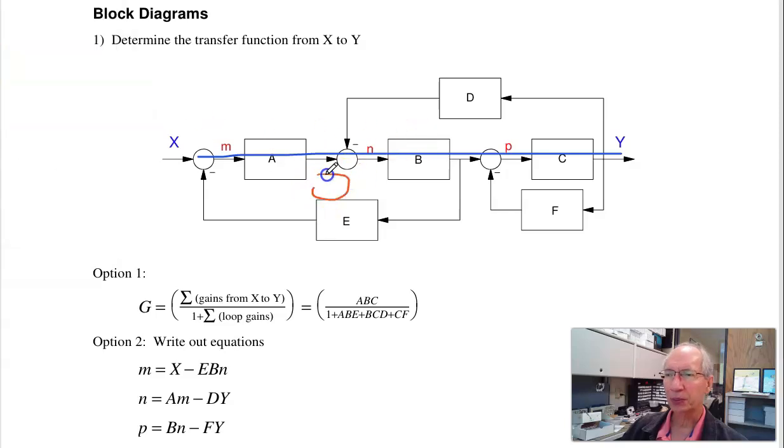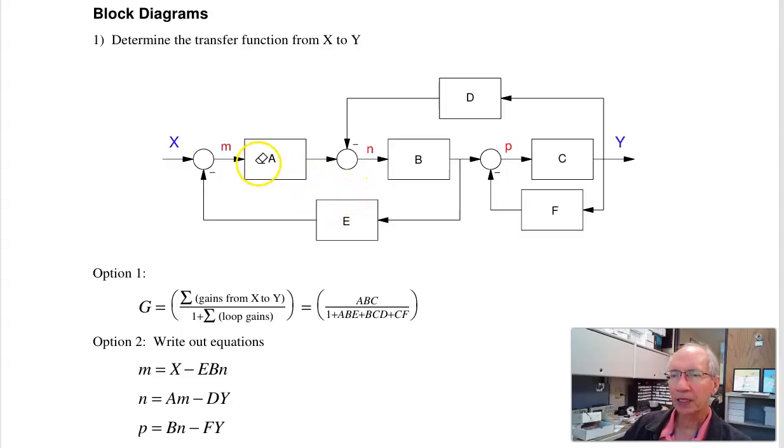So here's one loop, ABE. Here's another loop, BCD. Here's the third loop, CF. I might get a little suspicious there's a problem here. This is actually two cascaded systems, so I might be missing a term. Turns out we actually are.